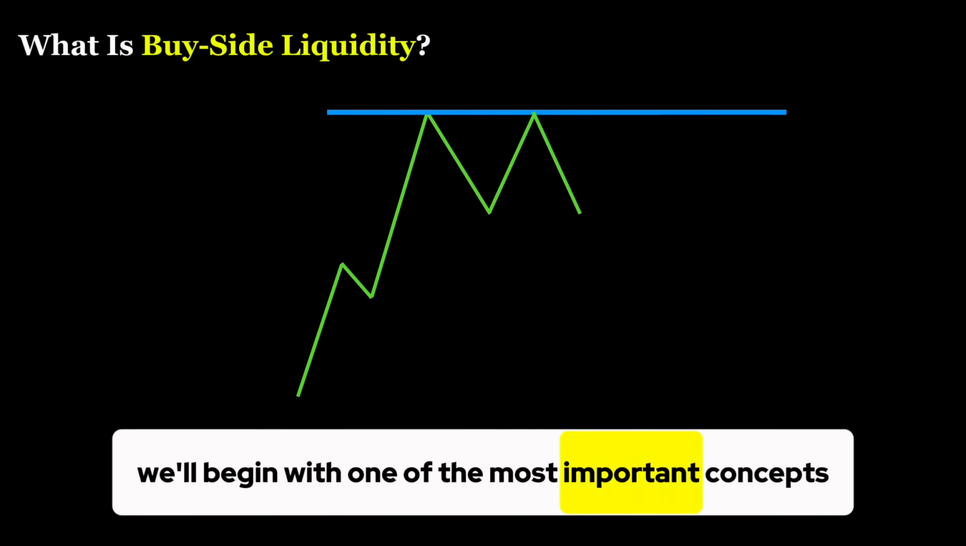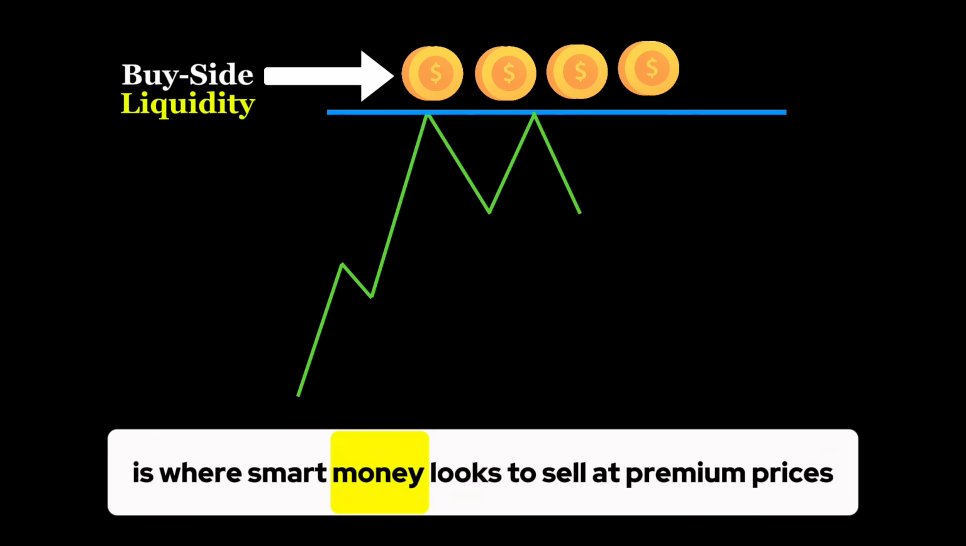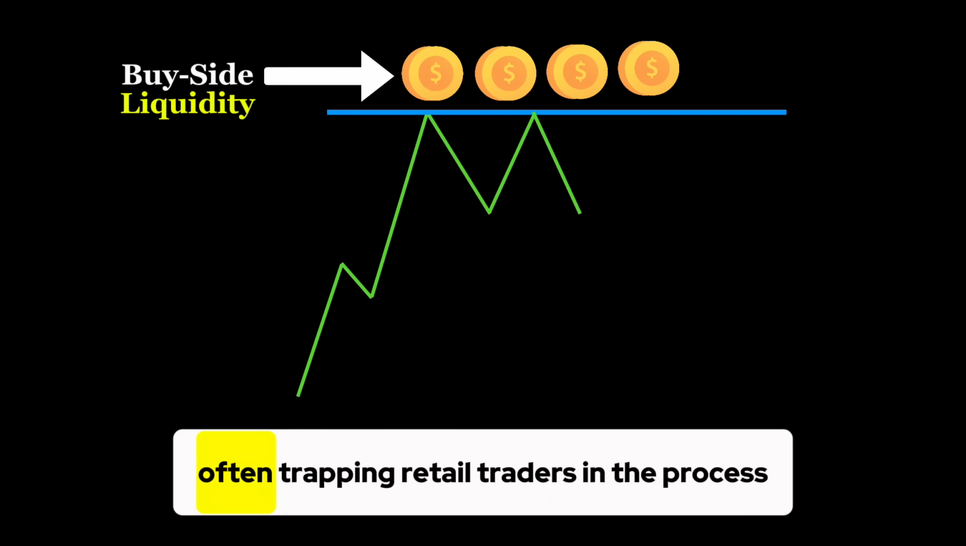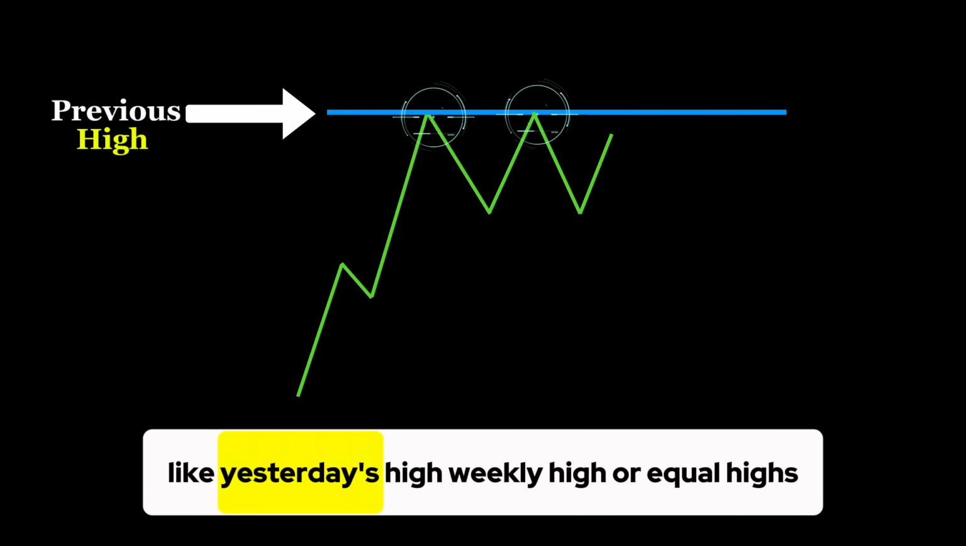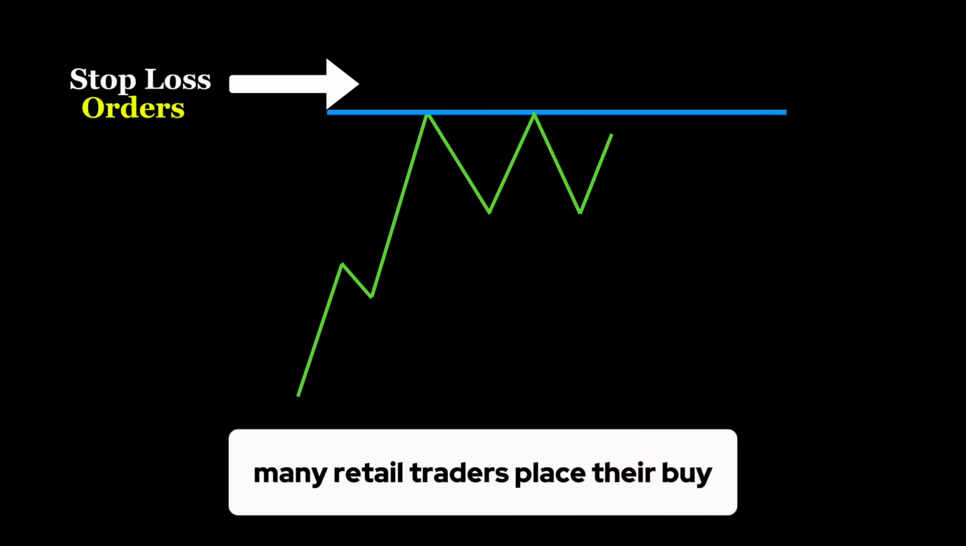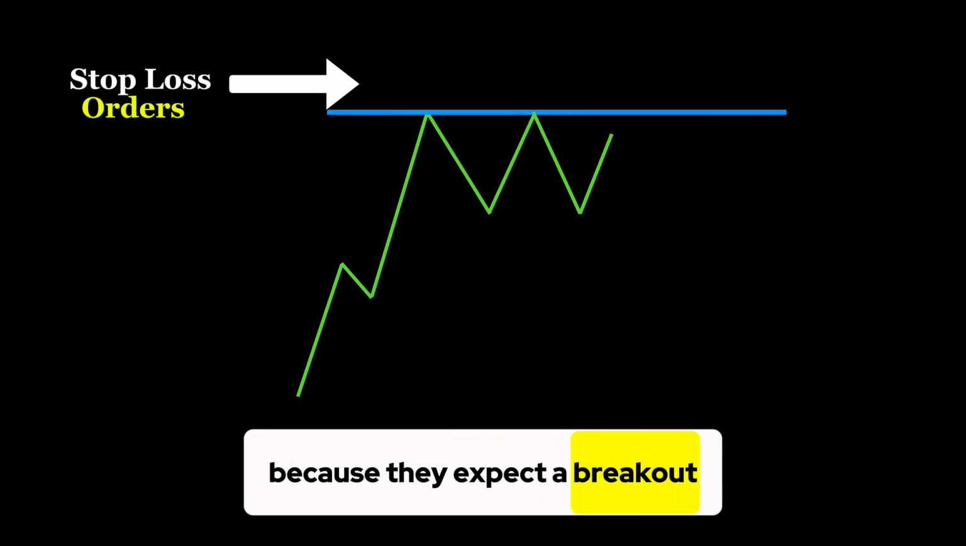Let's get started. We'll begin with one of the most important concepts, buy-side liquidity. Buy-side liquidity is where smart money looks to sell at premium prices, often trapping retail traders in the process. Here's the idea. When price approaches a previous high, like yesterday's high, weekly high, or equal highs, many retail traders place their buy stop orders just above it. Why? Because they expect a breakout.